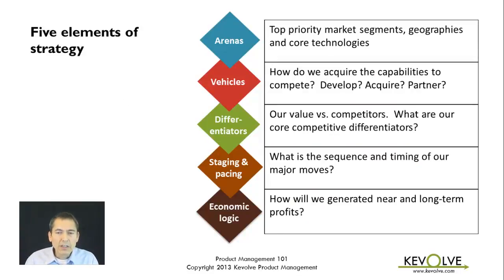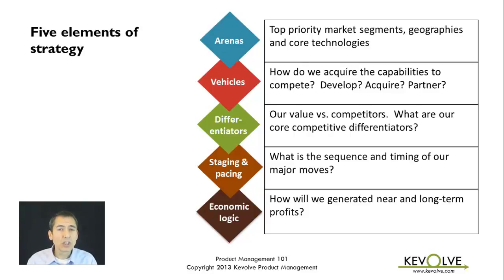So arenas. This is your top priority market segments. This is your geographies. This is your core technologies. Let's say, for example, that you're the product manager developing the next generation DNA sequencers. You need to decide what market segments you're going after. Are you going after the academic research market? Are you going after the medical market?